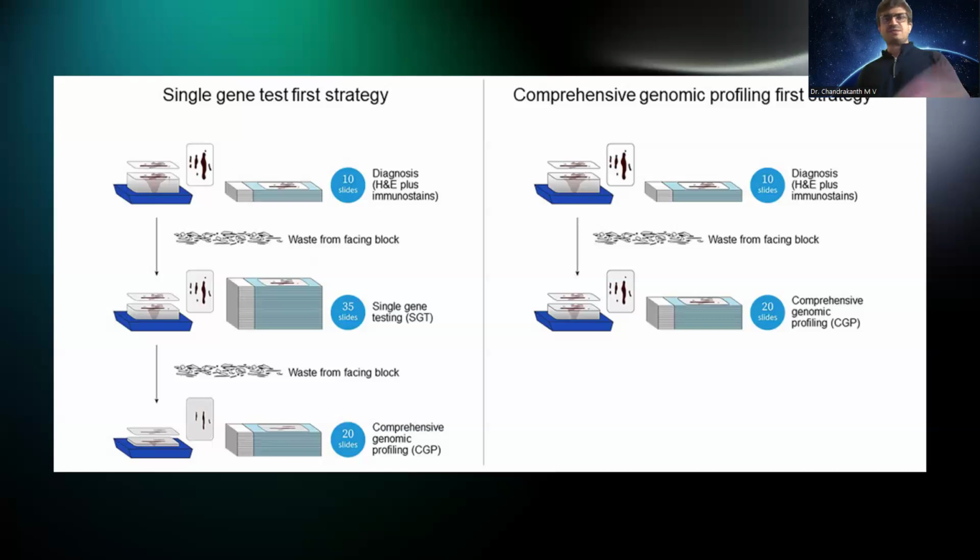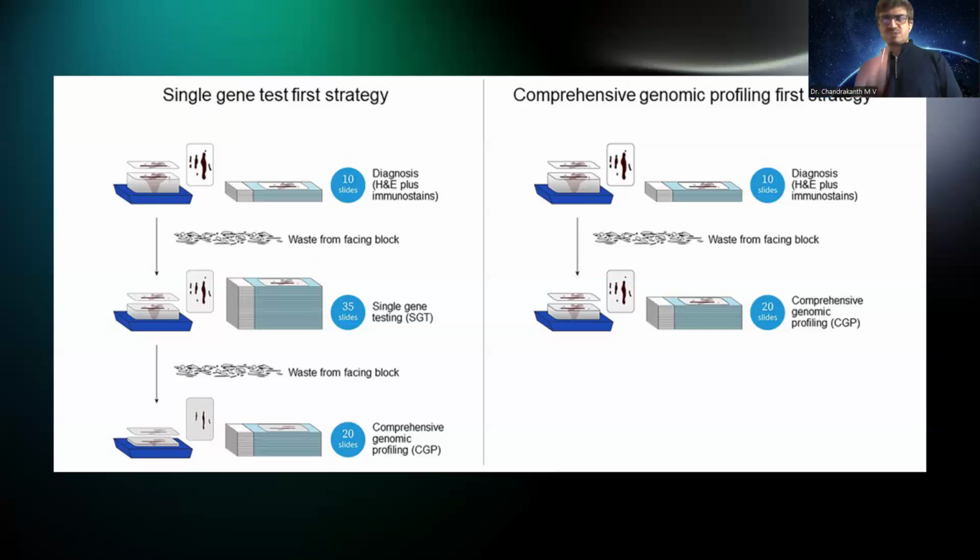Okay, if I am doing a single gene test first, the left part shows the amount of tissue in the paraffin block. From the paraffin block, I will make slides. I will need at least 10 slides for histopathology and immunohistochemistry. The next step is I will do a single gene test. For that, I need 35 slides. And you can see the tissue reducing sequentially. And then if I do not get a result, I will go to the CGP. And you can see the amount of tissue left behind is minimal. So I end up with a shortage of tissue, not able to perform CGP in a lot of patients.